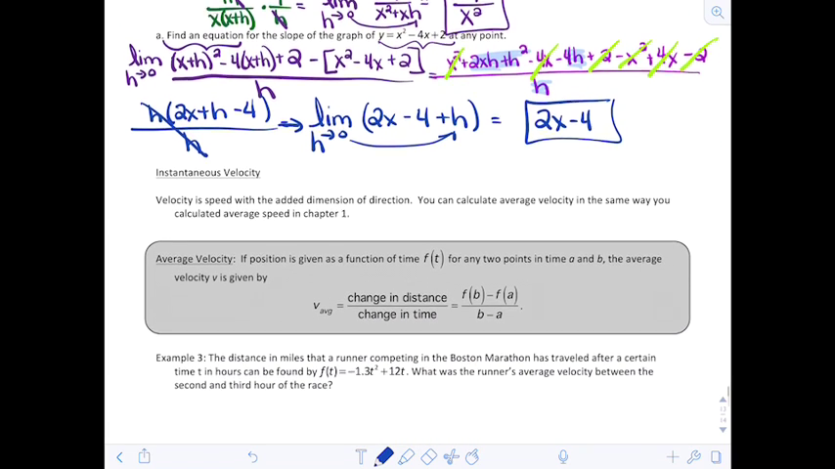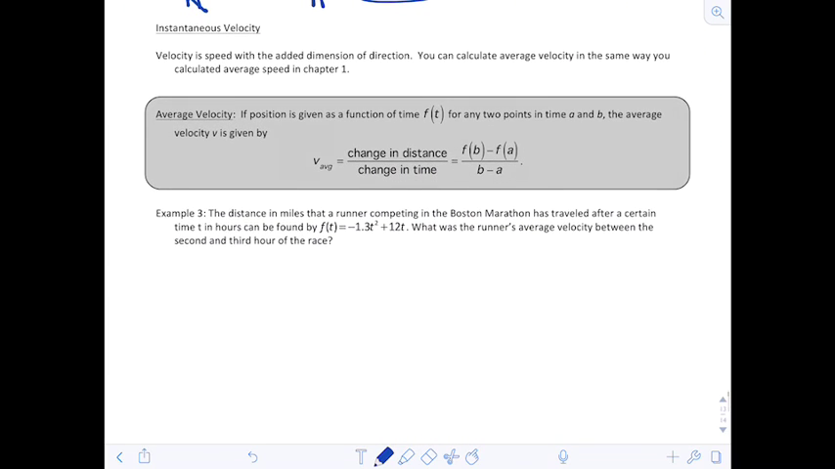All right. Now we're going to move on to instantaneous velocity. So this is going to give us speed. Velocity is speed with, again, the added dimension of direction. So we can calculate average velocity the same way we did average speed in Chapter 1. Not sure if you remember that, but here's what we did.